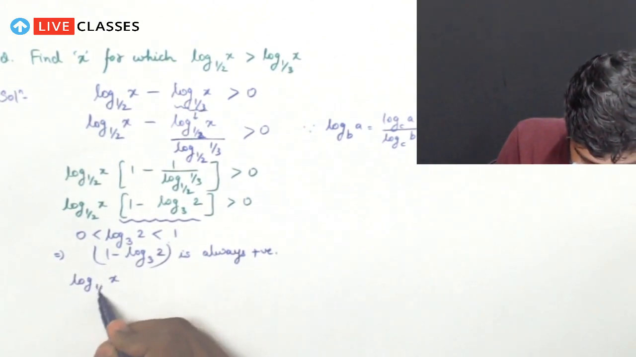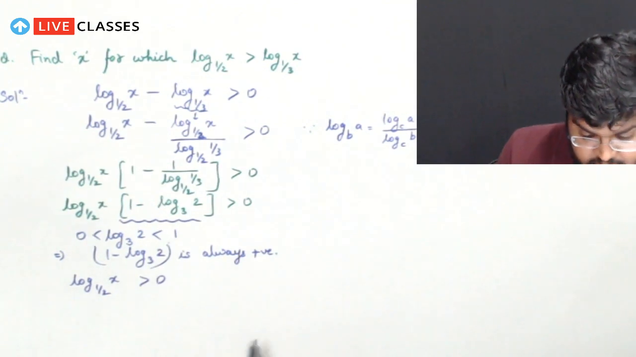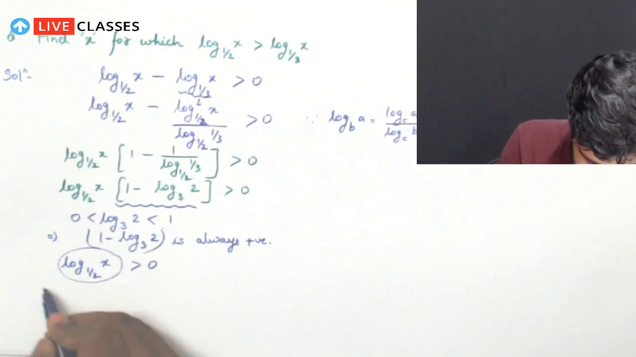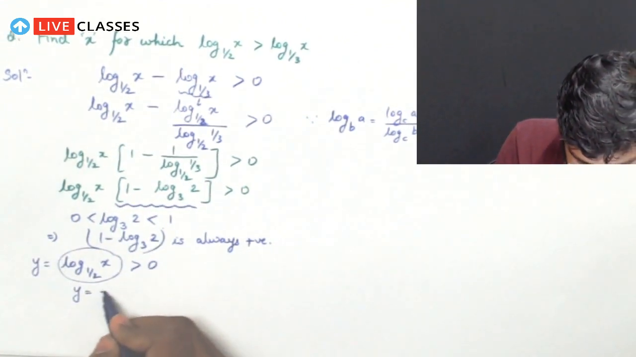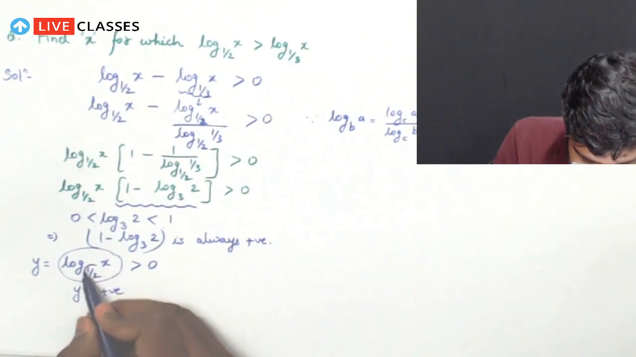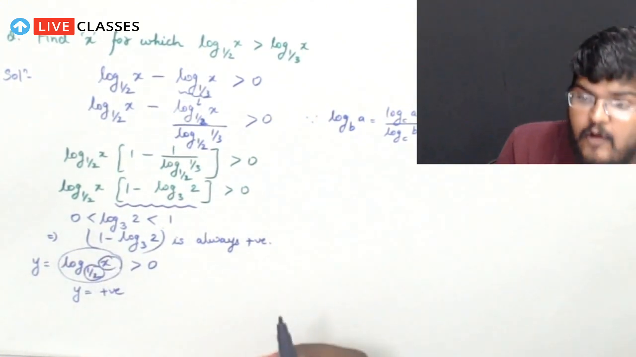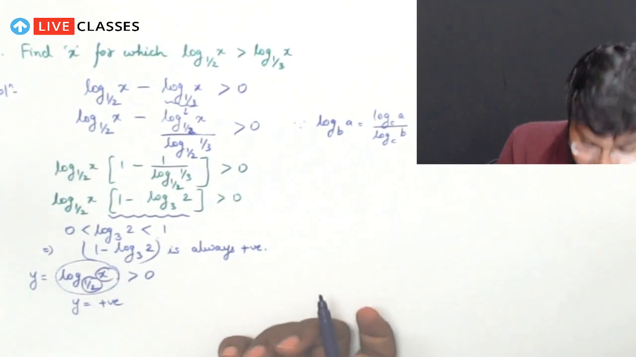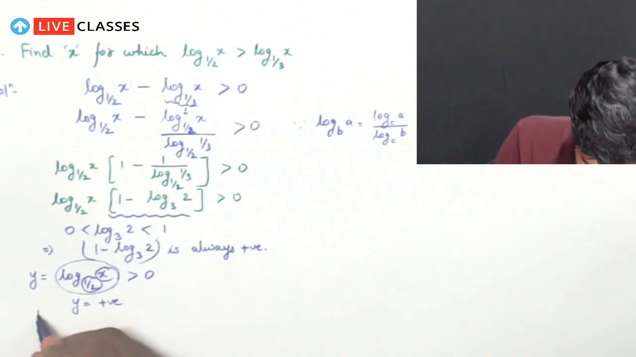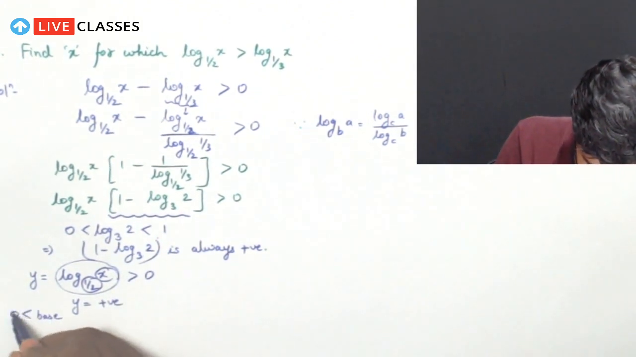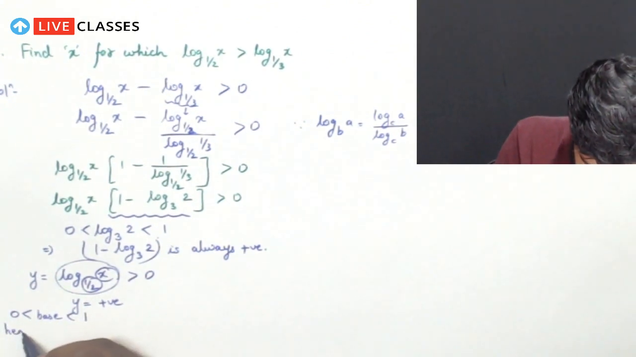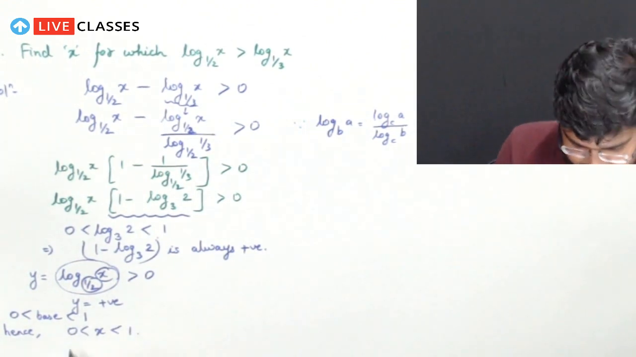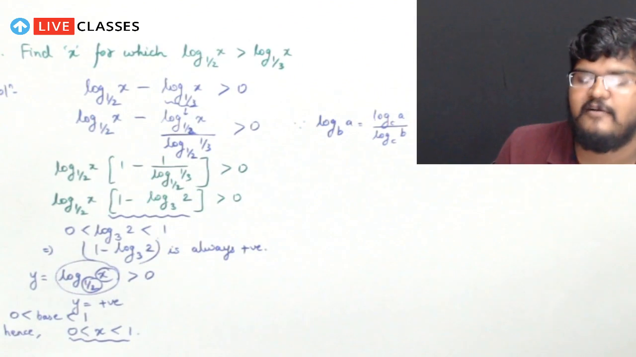So if this value is always positive, then we will have to make sure that log of x to the base 1 by 2 is also greater than 0. And we all know from the properties of logarithm that for this value to be positive, both the base and x have to lie on the same side of 1. I can clearly see that my base, which is 1 by 2, is greater than 0 but less than 1, and hence the value of x also has to be greater than 0 and less than 1, which means that this over here is the solution of your inequality.